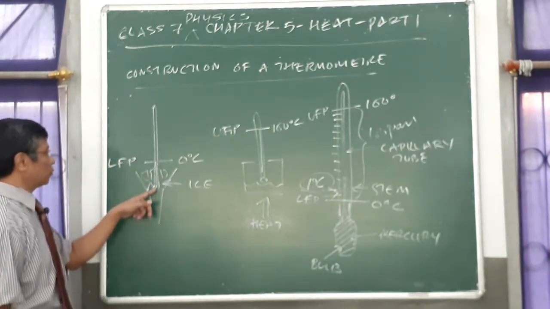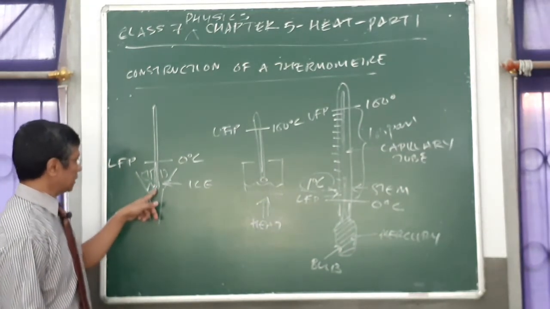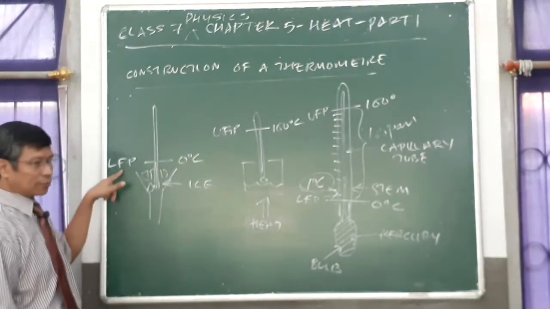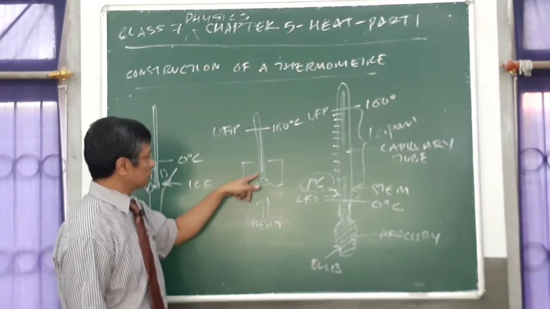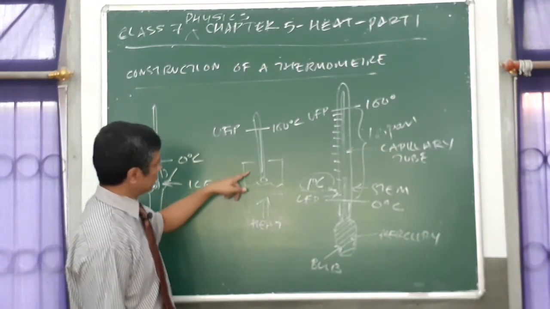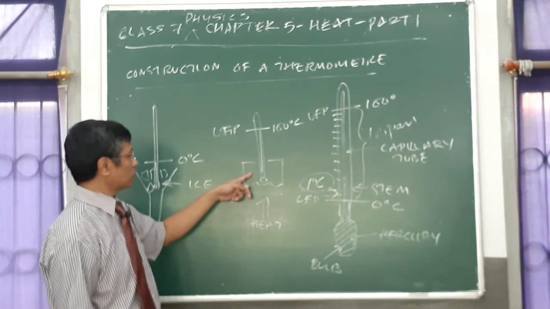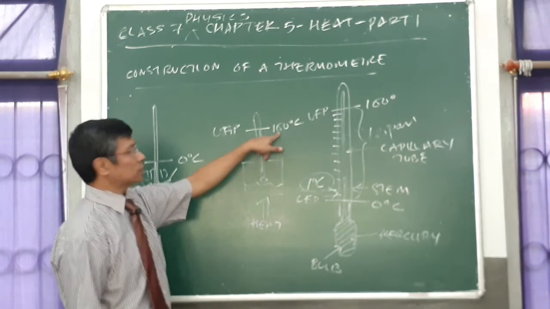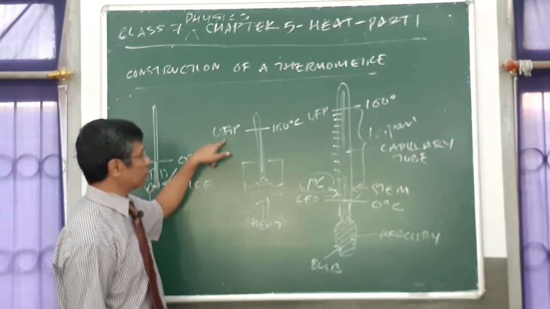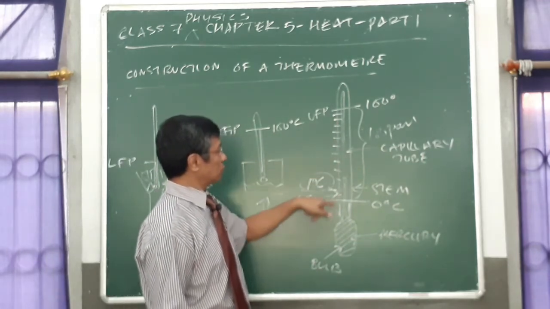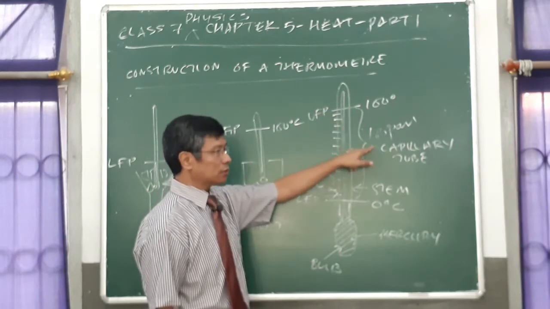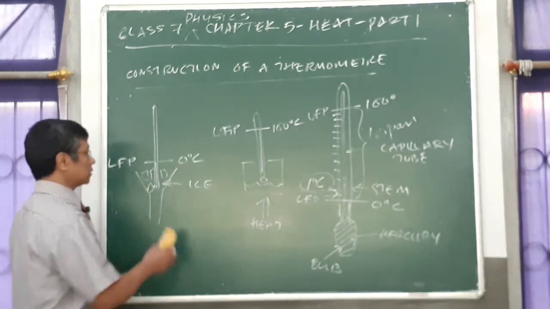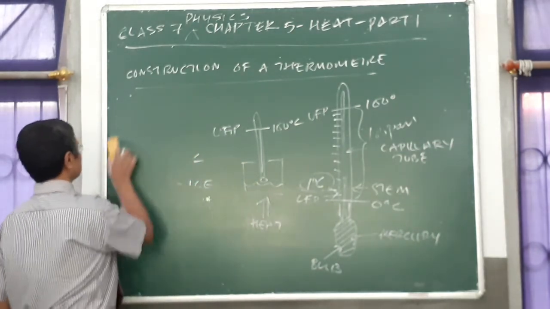To do that, we put the thermometer in ice that is melting, and the level at which the mercury reaches, we mark as 0 degree centigrade, which is the lower fixed point. We then expose this thermometer to steam, and the level to which the mercury rises, we mark as 100 degree centigrade, which is called the upper fixed point. Once we have the upper and lower fixed points, we divide the interval into 100 equal parts, and each part will be 1 degree centigrade. So, this is how we construct a thermometer.